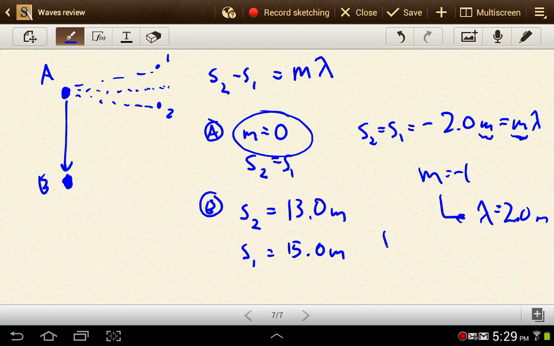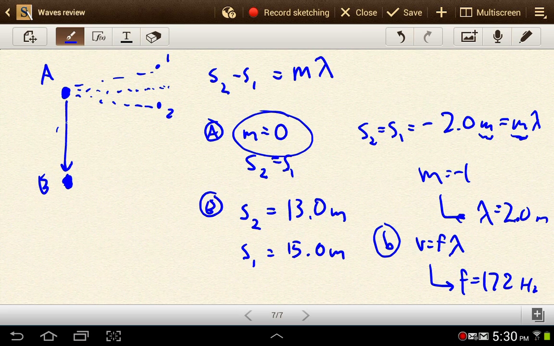For part B, you just use v equals f lambda. You know v because it's given, and so you get f equals 172 hertz. Then for C, let's see, what does it say? The frequency of the sound is increased to 12 times its initial value. She walks back along the path to her original position. The question is, how many antinode lines, or I guess node lines, is she going to cross?